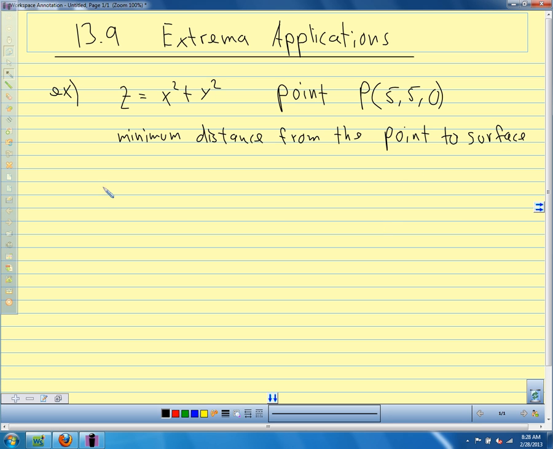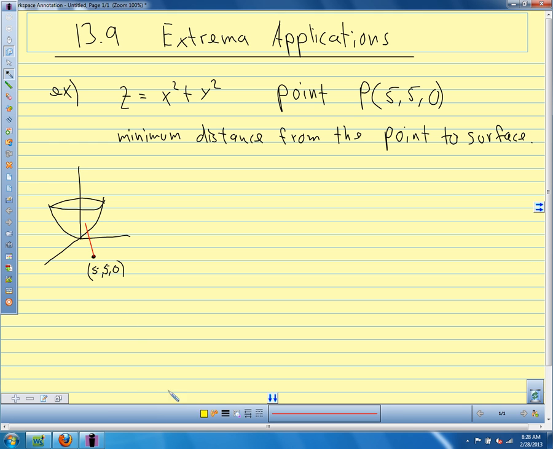So if we were to draw a quick sketch of what we're looking at, we have this nice paraboloid, and we have the point (5, 5, 0) here. And we want to minimize this distance from the point to the surface.